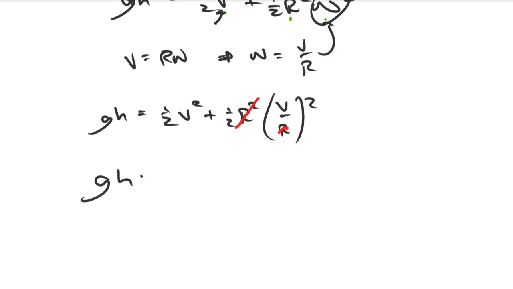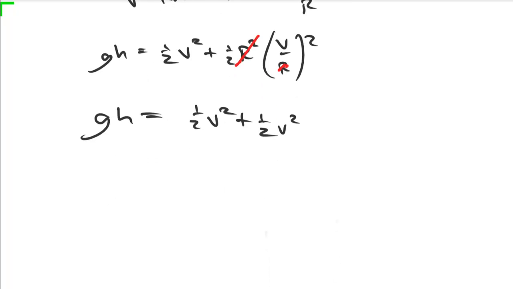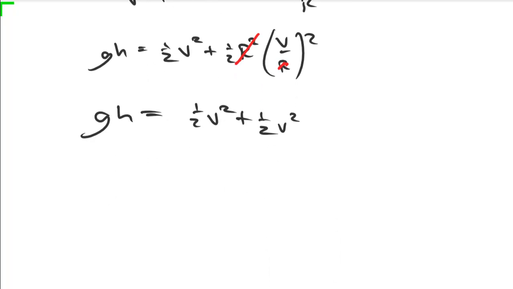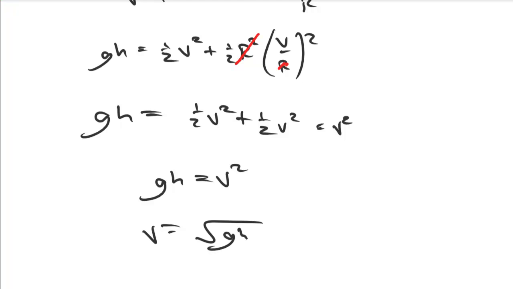So gh is equal to 1/2 v squared plus another 1/2 v squared is what this comes out to. And adding 1/2 v squared plus another 1/2 v squared, that's a whole v squared, right? So this whole thing reduces down to gh is equal to v squared. And so we get v is equal to the square root of gh.